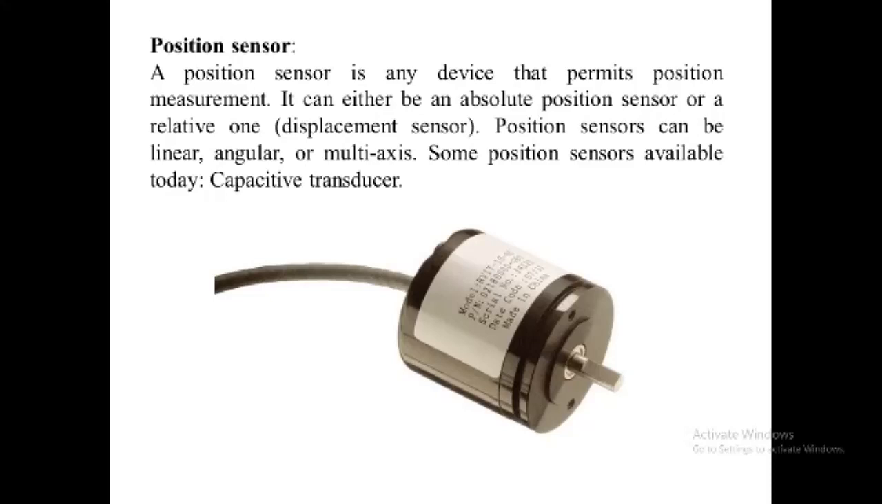Also, the direction of the rotation is determined by noting which channel produces an output first, either channel A or channel B, giving two directions of rotation: A leads B or B leads A. This arrangement is given as follows.